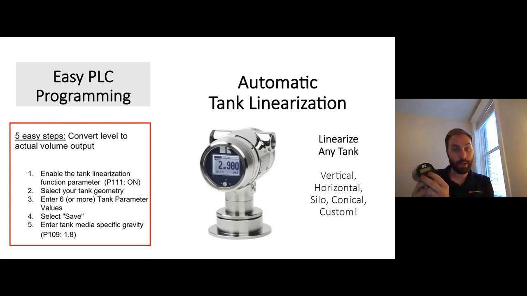You select your tank geometry, and it can be any size, any shape tank. You can do custom. Vertical, horizontal is really easy. That takes about 5 minutes. And you put in a couple of parameter values, the height, the diameter. You hit save, and then you go to a different parameter, put in specific gravity, and your output from this pressure transmitter is the level of the tank. And that goes right to your PLC.